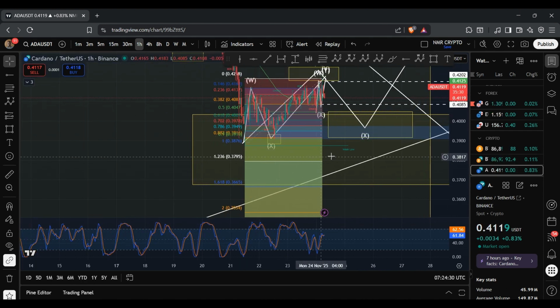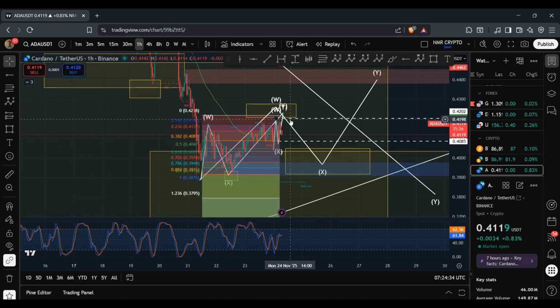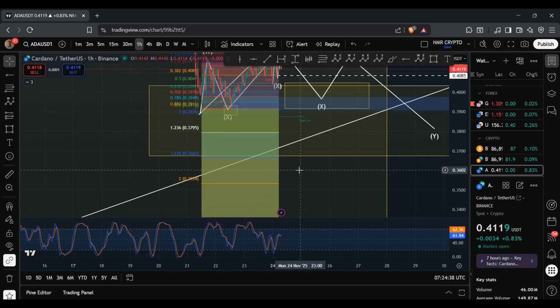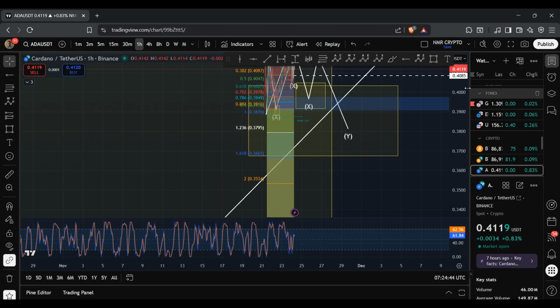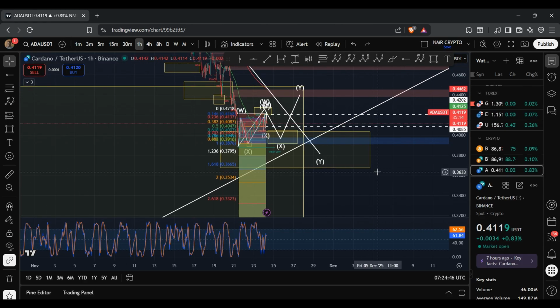However, if we were to get rejected within this region and we see another push to the downside, that would then confirm that we topped off locally at 42.18 cents, and we could see that further push to the downside where ADA could then reach anywhere between 36.65 cents to 37.95 cents. And then shortly after, again, I will be looking out for that reversal to the upside. But of course, that's something I'm going to be tracking in the days and weeks to come, and I'll keep you guys updated.